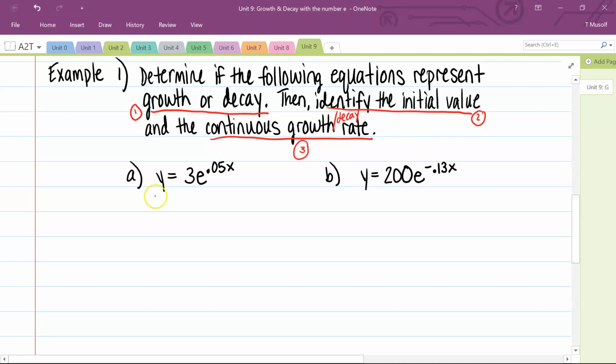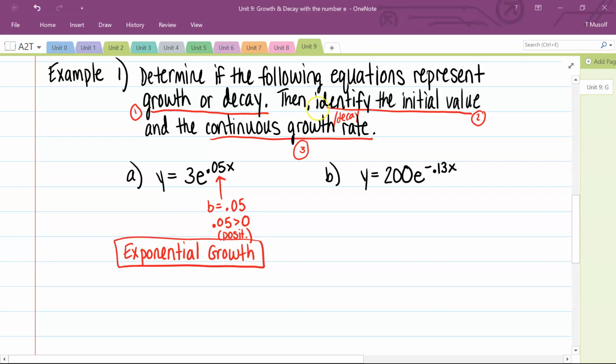All right, so in this first one, y equals 3e to the 0.05x. The first thing I want to know is, am I dealing with growth or decay? And that's going to be based on our b value. All right, so here b is 0.05. Since 0.05 is greater than 0, right, it's positive, that should tell you that we're dealing with growth. All right, so this represents exponential growth.